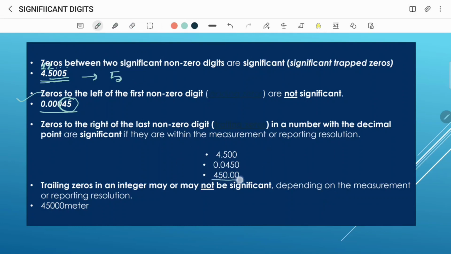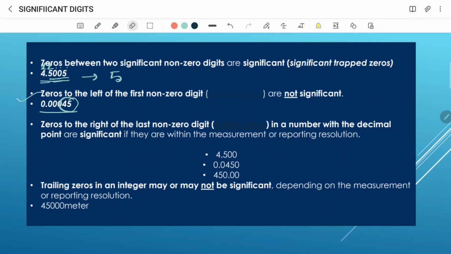Now let us study this number over here, 450.00. It has a total of 1, 2, 3, 4, 5 significant digits, because the zeros after the decimal count as they were measured up to that accuracy.